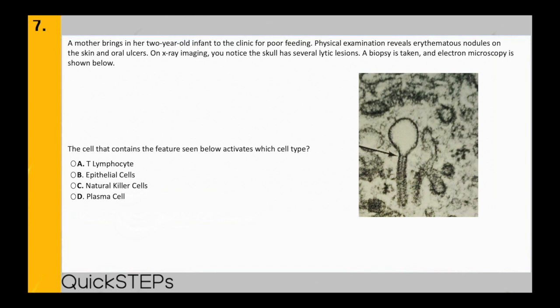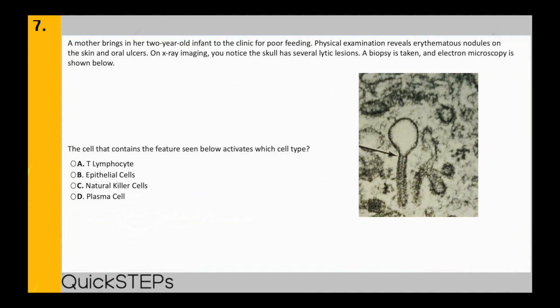A mother brings in her 2-year-old infant to the clinic for poor feeding. Physical examination reveals erythematous nodules on the skin and oral ulcers. On X-ray imaging, you notice the skull has several lytic lesions. A biopsy is taken and electron microscopy is shown below. The cell that contains these features seen below activates which cell type? Answer choice A, T lymphocyte, B, epithelial cells, C, natural killer cells, or D, plasma cells.